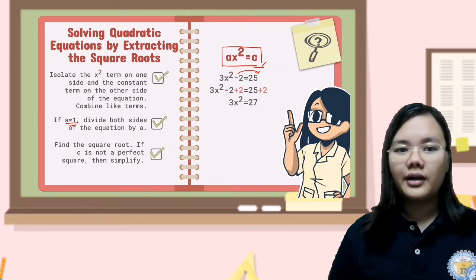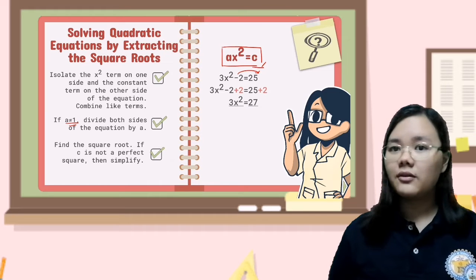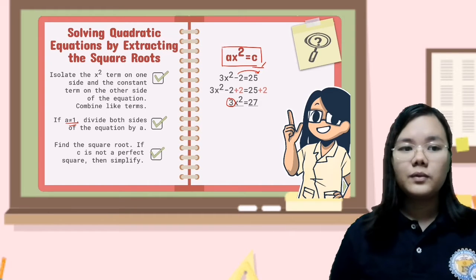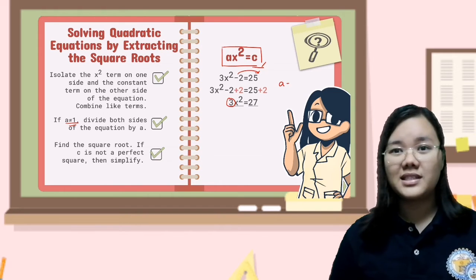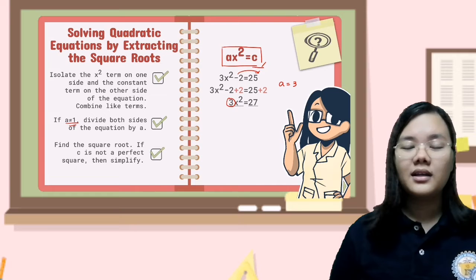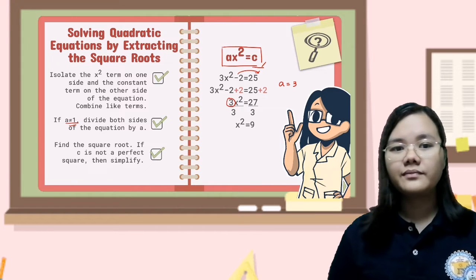So 3x squared equals 27. Since a is not equal to 1, we must divide both sides by a, which is 3. Divide both sides by 3. The answer will be x squared equals 9.